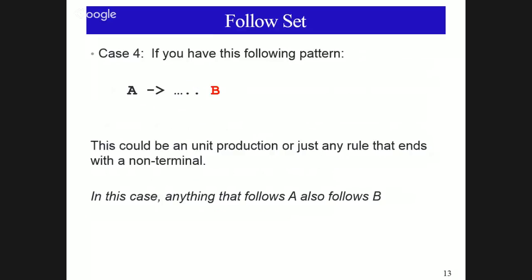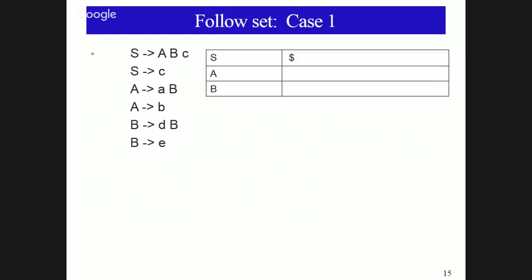Do I have an example? Okay, case 4 is hard, so let's just deal with the first 3 cases then. Okay, here's a quick example. My grammar is S goes to A B C, A goes to B D, B goes to E. Okay, first case: S is the start symbol, so it gets a $ sign.